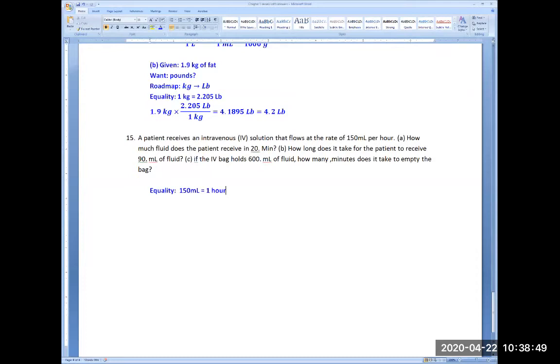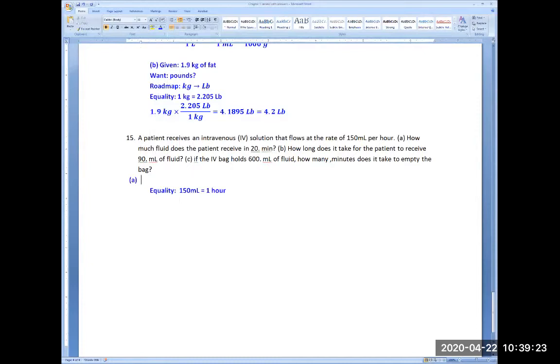So how much fluid does the patient receive in 20. minutes? And here 20. has a dot to show that the 0 is significant, right? So you want to keep that. Let's do the first question first. You don't want to read the rest for now. So A: how much fluid does the patient receive in 20 minutes?